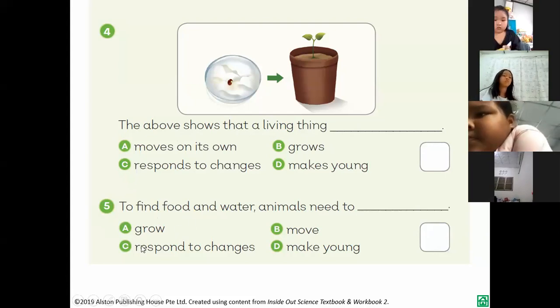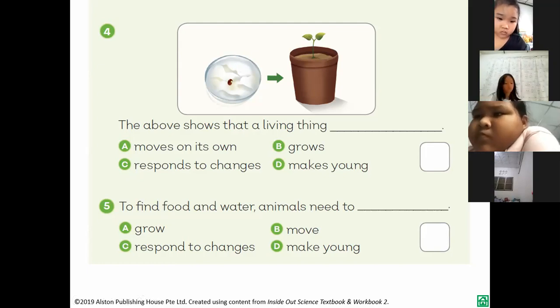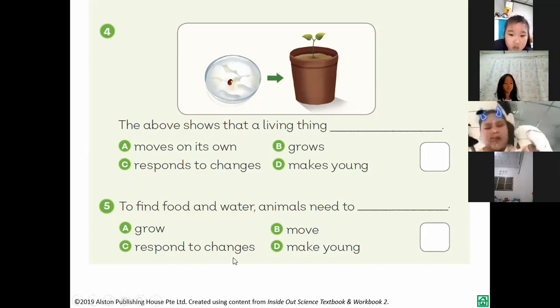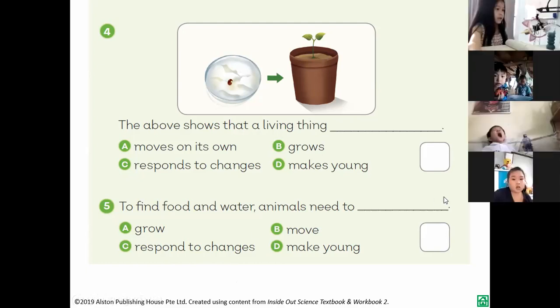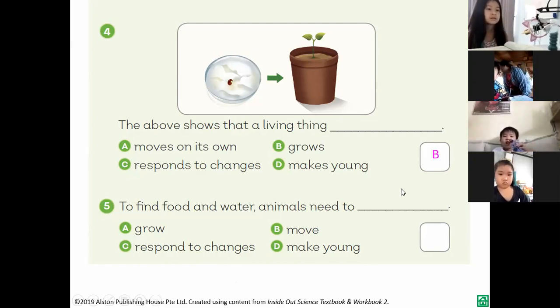A, grow. B, move. C, respond to changes. D, make young. Are you sure? Yeah. B. Letter A is not the best answer. No. B. Yeah, it's B.